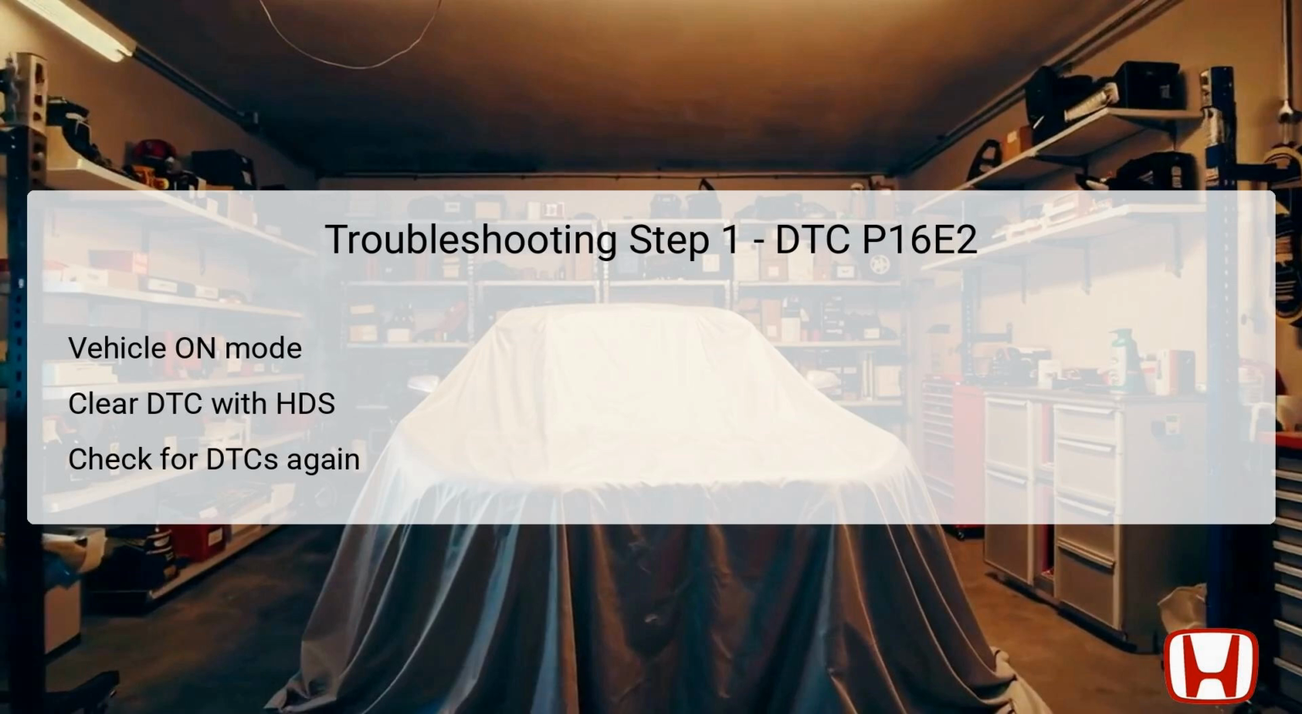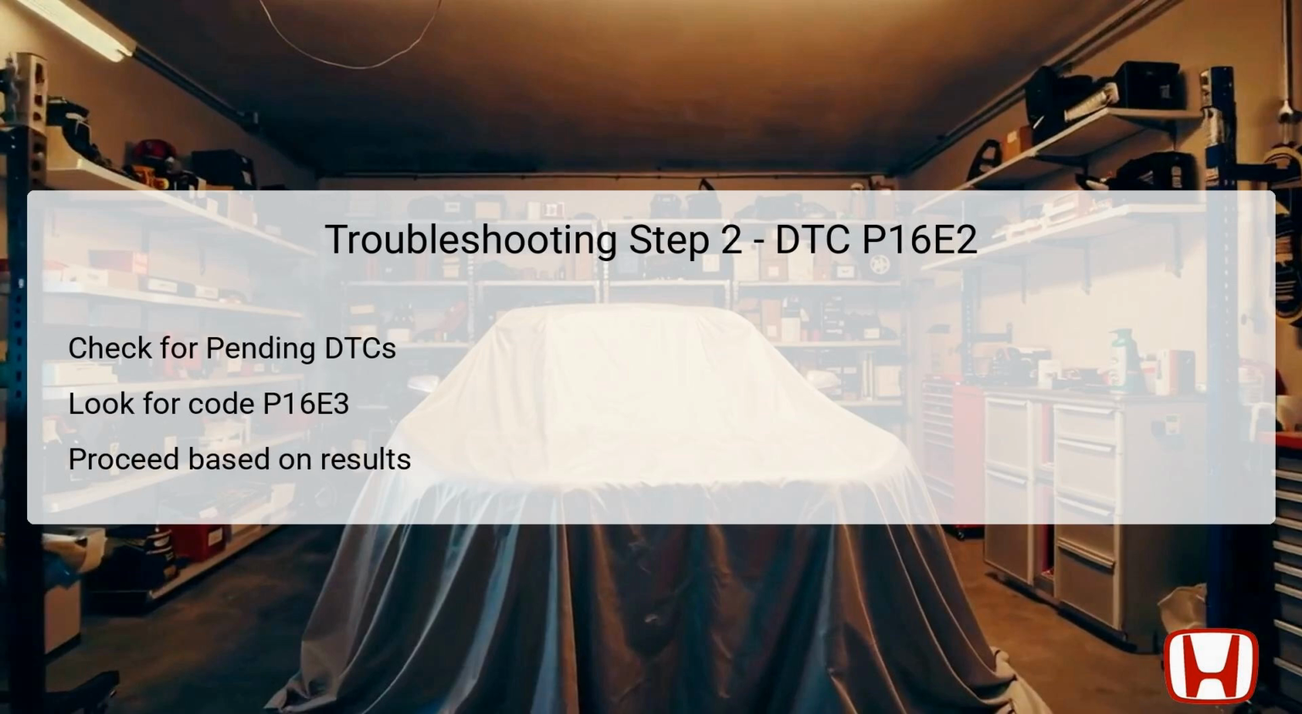After clearing the DTCs, you turn the vehicle back to the off position and then switch it to on mode again after a mandatory wait of 10 seconds. The final action in this step involves checking for any pending or confirmed DTCs via the HDS to determine if P16E2 reappears, indicating a persistent issue.